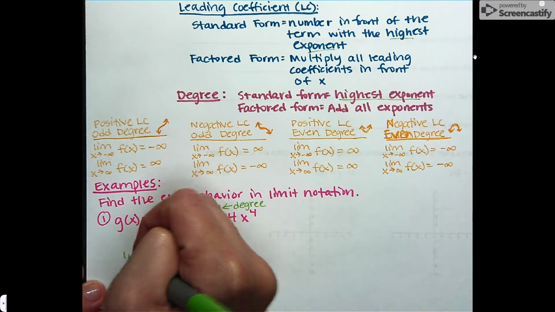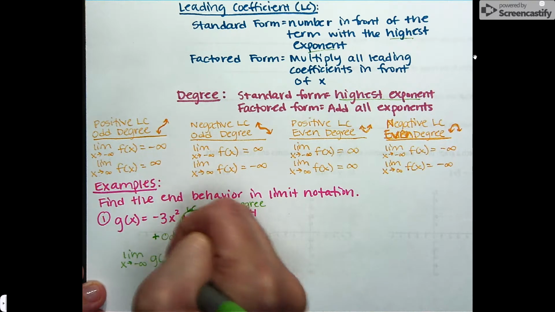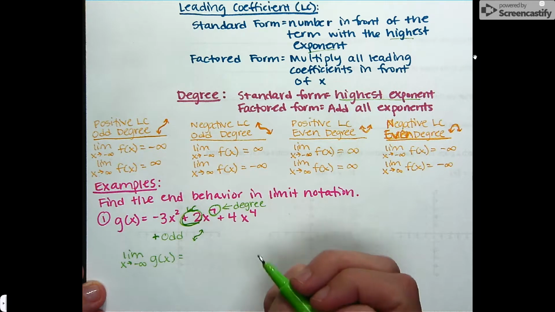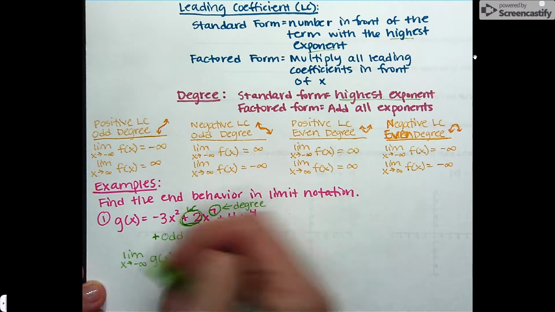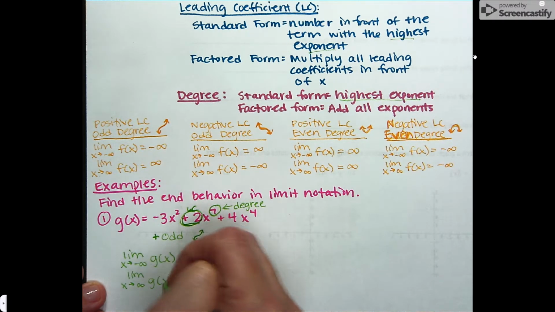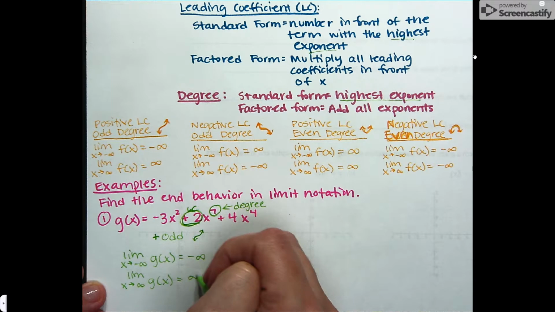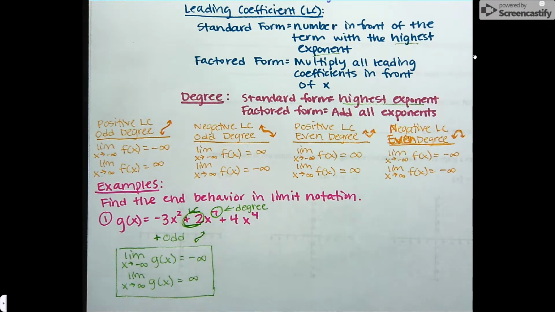So I have the limit as x approaches negative infinity of g of x. Technically, if you put f of x there, that's fine, honest mistake. So as I go left, the graph is pointing down, and the limit as x approaches positive infinity of g of x, as I go right, the graph is pointing up. And that's the end behavior.